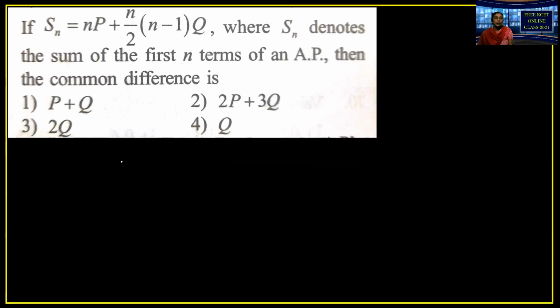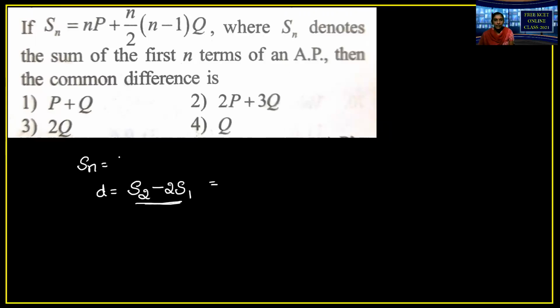If Sn is equal to np plus n by 2 into n minus 1 into q, where Sn denotes the sum of first n terms of an AP, then the common difference is? If Sn of a sequence is given and you want to calculate the common difference, then the formula is S2 minus 2S1. Remember the formula: common difference is equal to S2 minus 2 times S1.